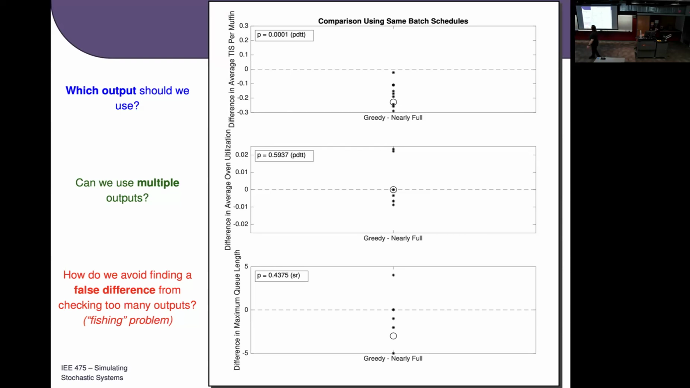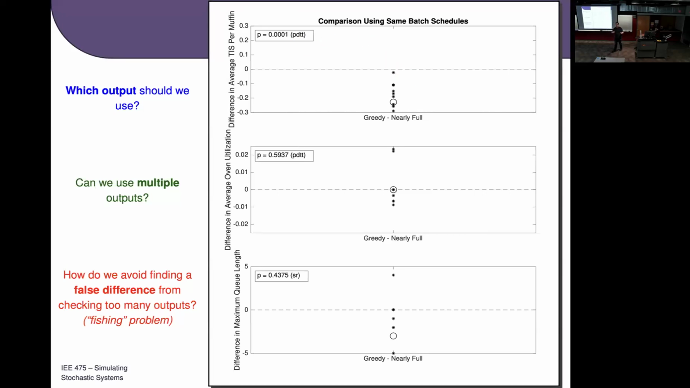But remember, there's a 5% error rate on each one of these p-values, on each of these tests. So just because this p-value is less than 0.05, if that was my only output, I'd say, okay, that's good enough for me.